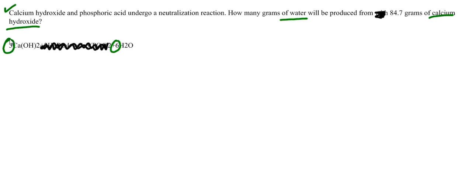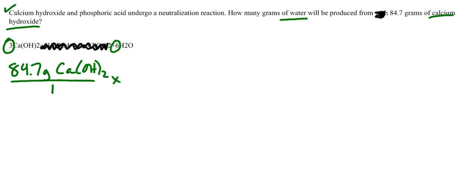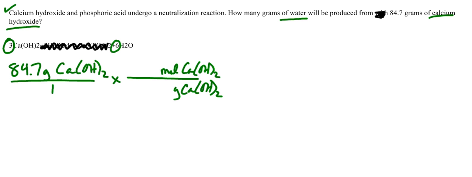So let's go ahead and start with what I'm given, like always. I'm given 84.7 grams of calcium hydroxide. I put that over 1. I need to use molar mass to get to moles of calcium hydroxide, so I need grams of calcium hydroxide on the bottom. If I look at the periodic table, I'll find out that the molar mass of calcium hydroxide is 74.09 grams of calcium hydroxide.